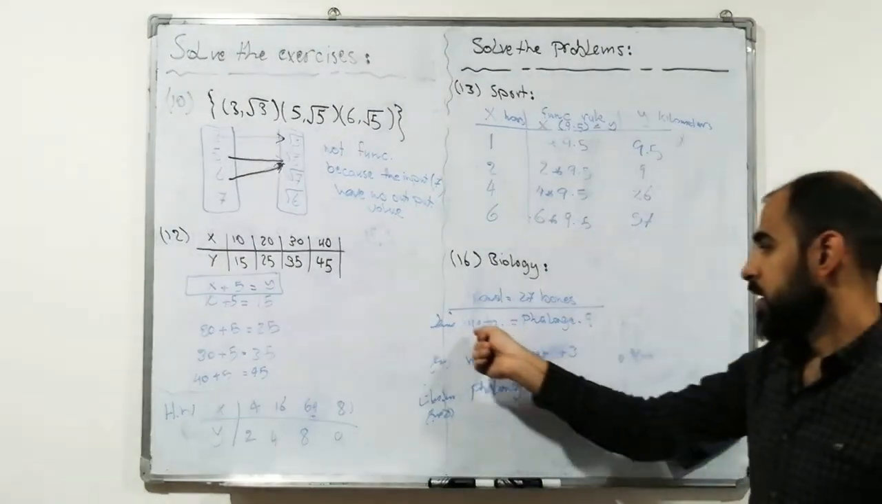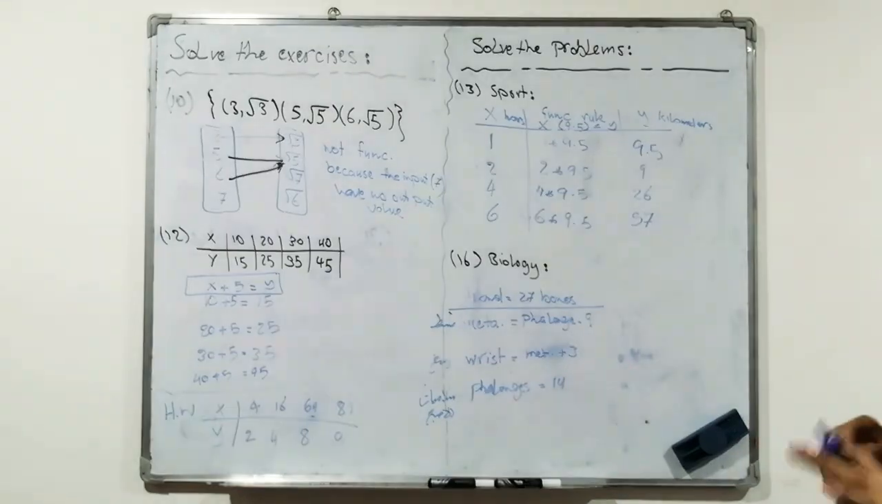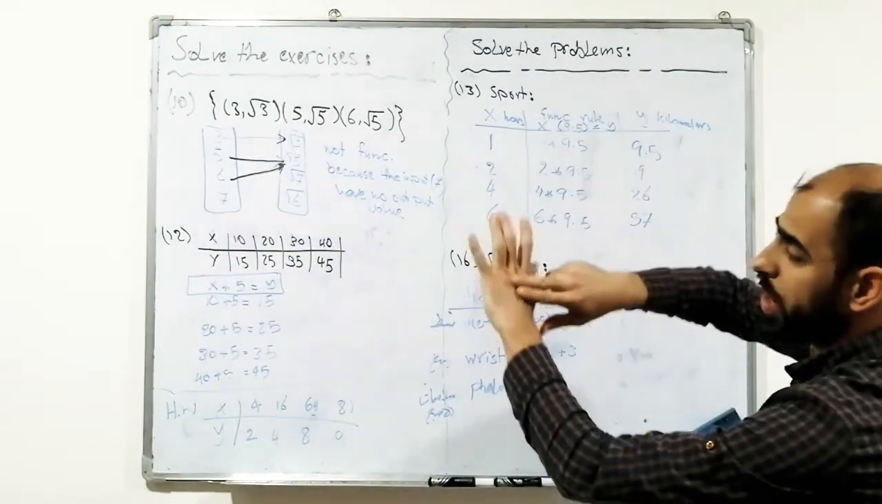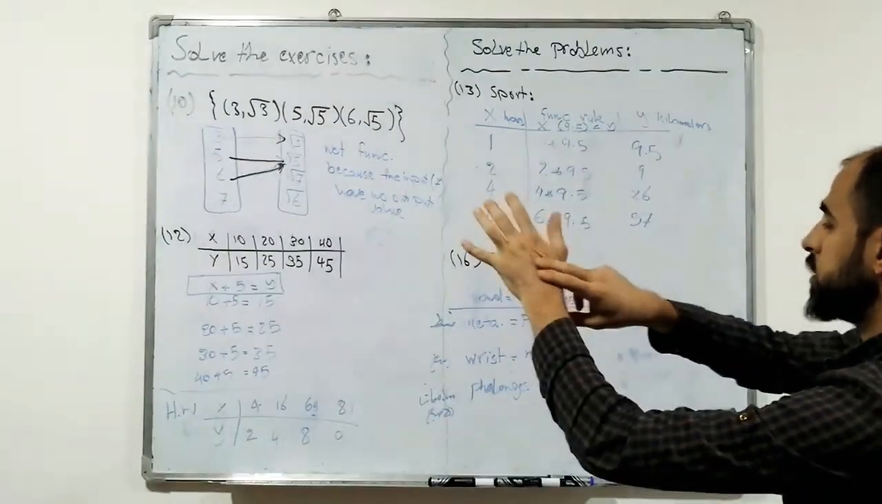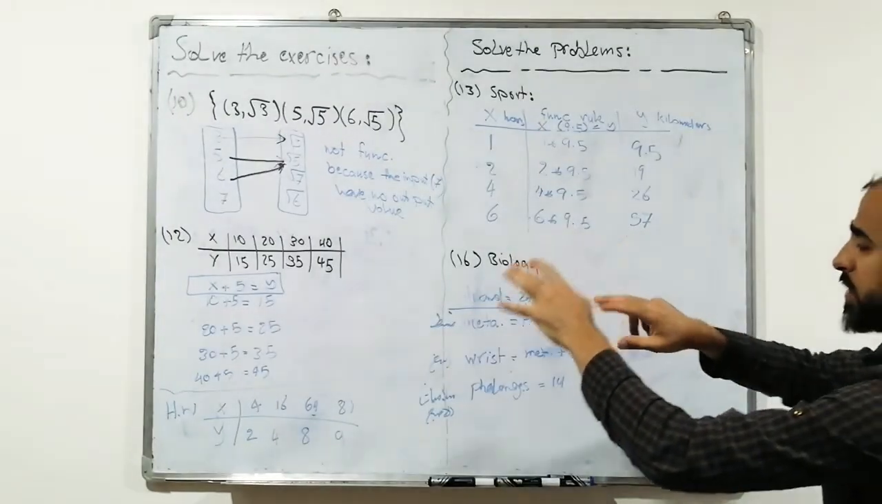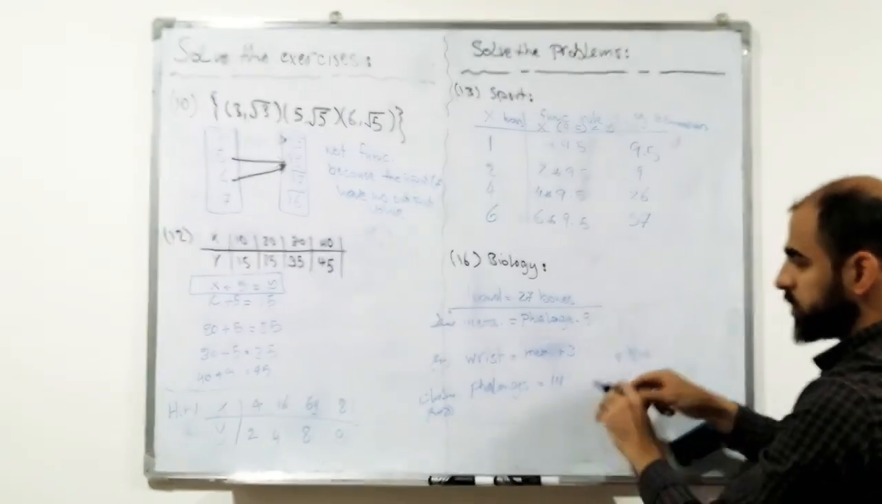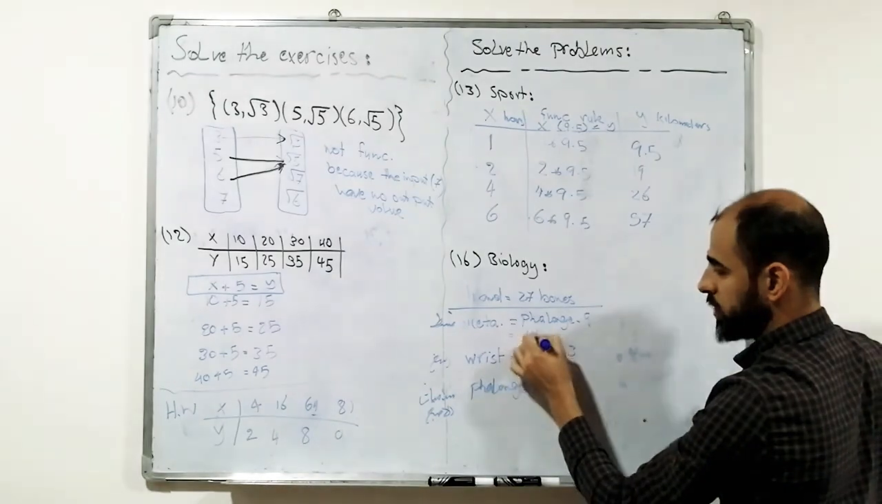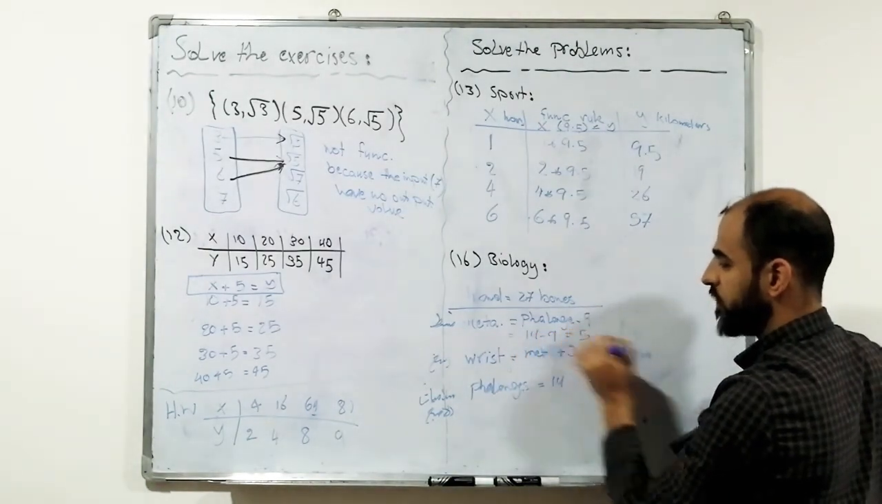And we have the metacarpals, which is phalanges minus 9. Since the phalanges equal 14, minus 9, then it will be 5.